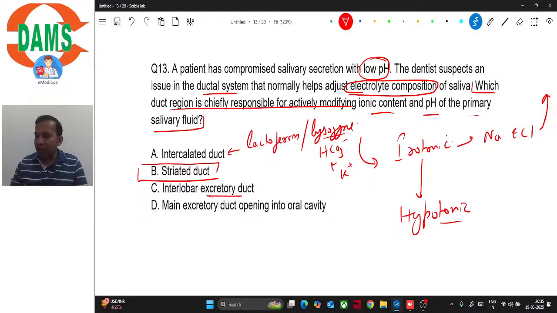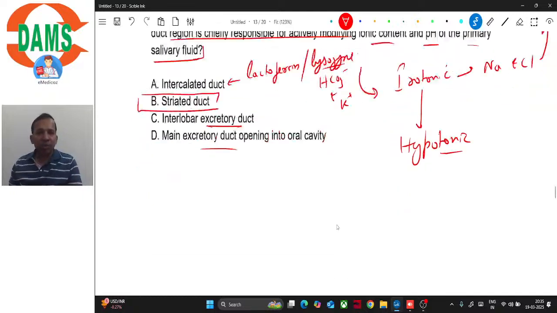Intralobular or interlobular excretory duct or the main excretory duct, this is one and the same thing. So excretory ducts don't have much role in the saliva modification, isn't it? They just transmit the saliva from striated duct into the oral cavity, right? So let's go to the next question.